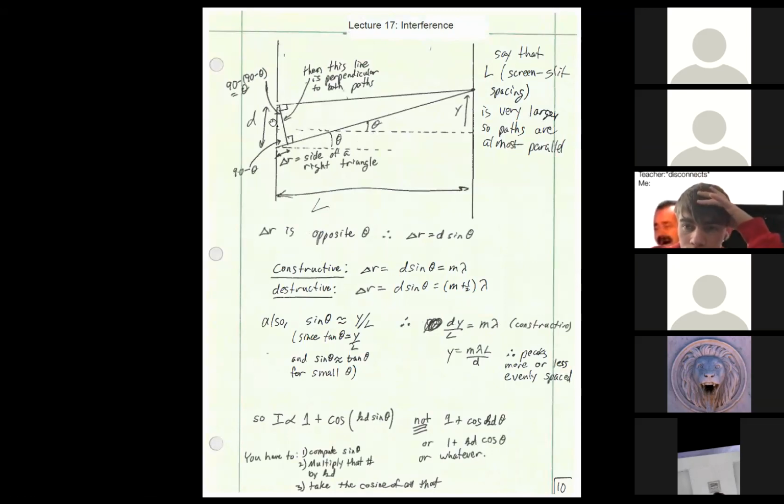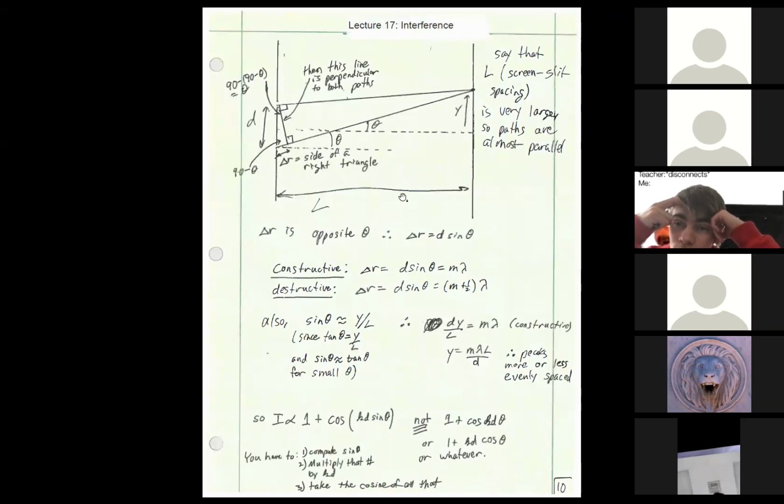And the reason is that we can draw a line perpendicular to both paths. And this is theta. This over here will be 90 minus theta because this angle and this angle add up to 90. And this is part of a right triangle because this line is perpendicular to the path. So we've got 90 here, 90 minus theta there. The only way these add up to 180 is if this is theta. And then this path difference is opposite theta. The spacing between the slits is the hypotenuse, and so this is d sine theta.